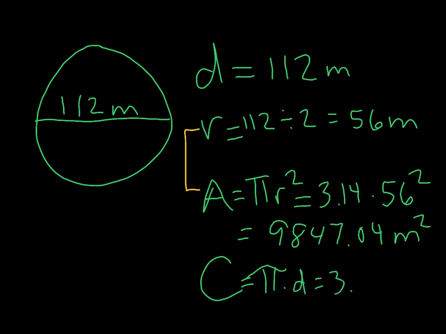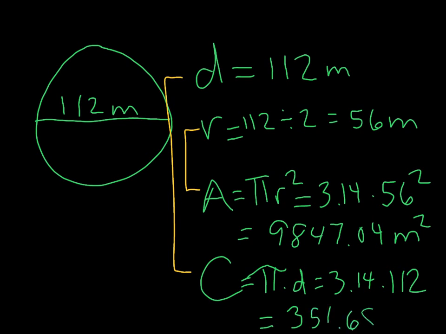My circumference is pi times diameter. So I'm going to take 3.14 times my diameter was 112. And if you recall, the diameter goes with circumference. So I'm going to go ahead and type that into my calculator, and my circumference equals 351.68 meters. Well, there you have it. I hope you have a better handle on how to find area and circumference of a circle.